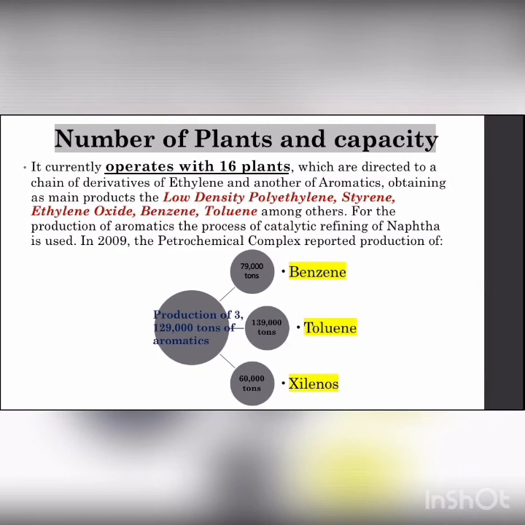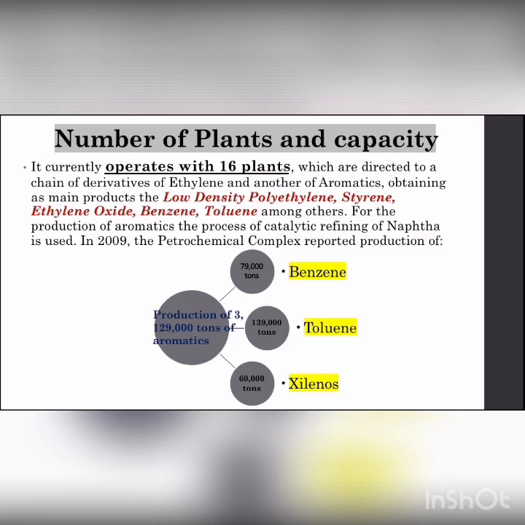Number of plants and capacity. It currently operates with 16 plants, which are directed to a chain of ethylene derivatives and another of aromatics, obtaining as main products low-density polyethylene, styrene, ethylene oxide, benzene, toluene, among others. For the production of aromatics, the process of catalytic reforming of naphtha is used.